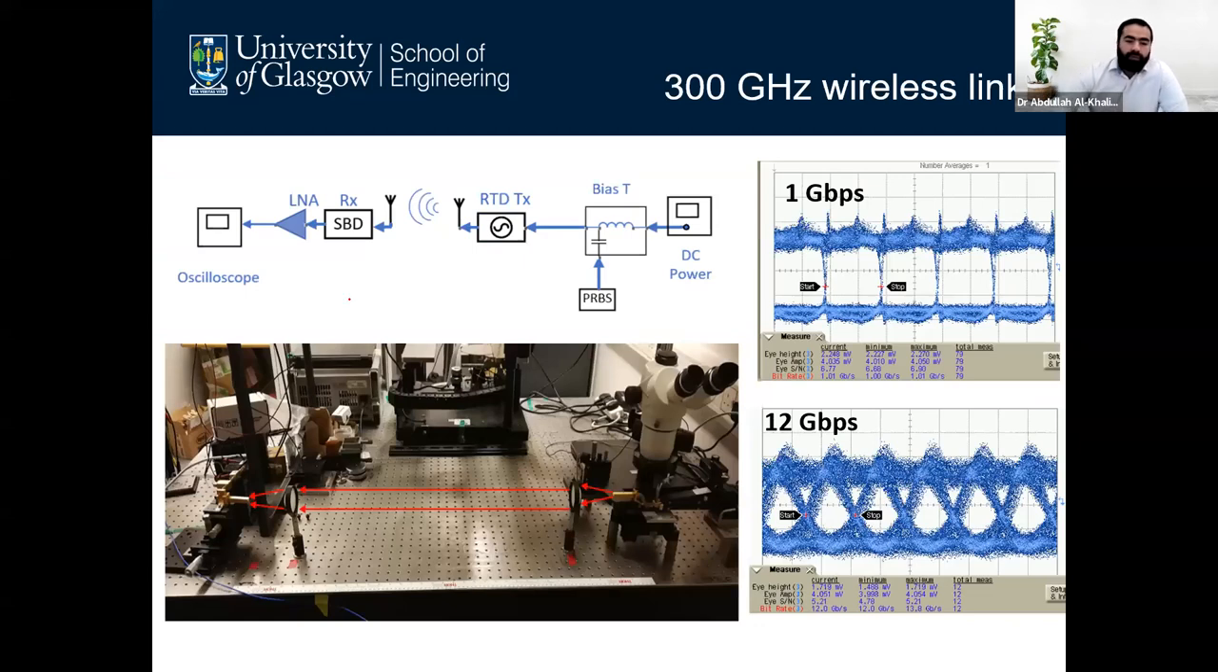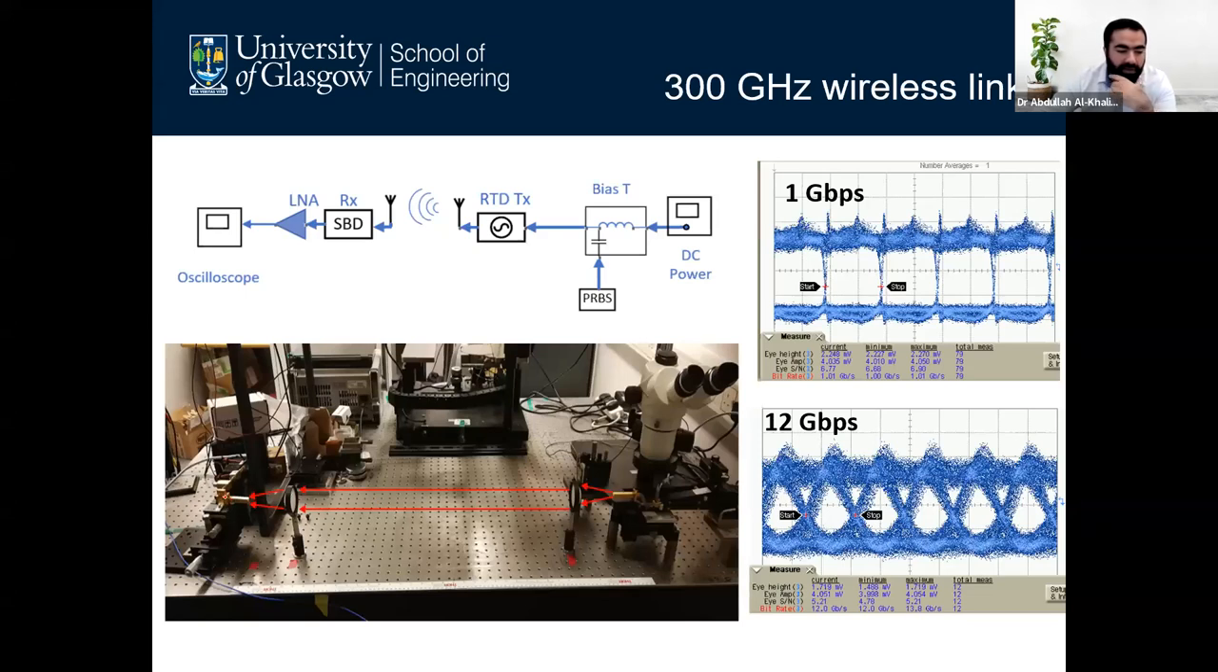Now we will move to systems. So we have here a demonstrator using our resonant tunneling diodes. So this is a wireless communication setup. On the right-hand side, we have our chip on wafer. We have a horn antenna. So this is a commercial 300 gigahertz horn antenna. We have two lenses just to collimate the beam. So this is a 300 gigahertz wireless link.